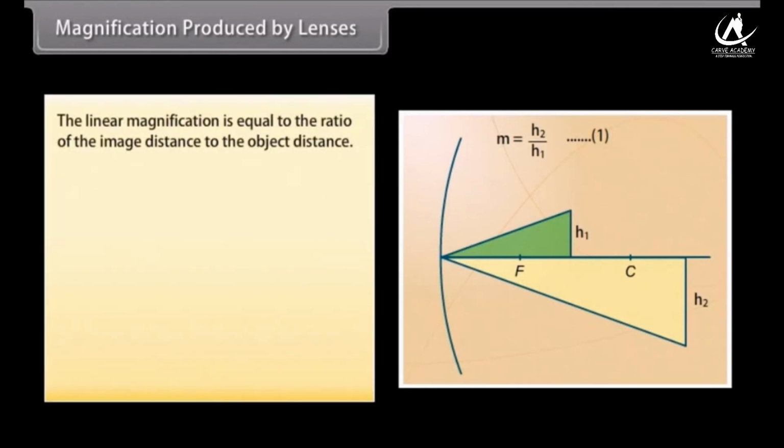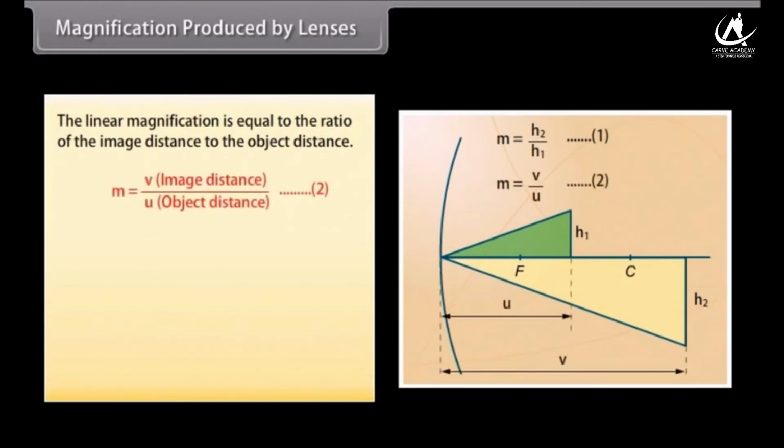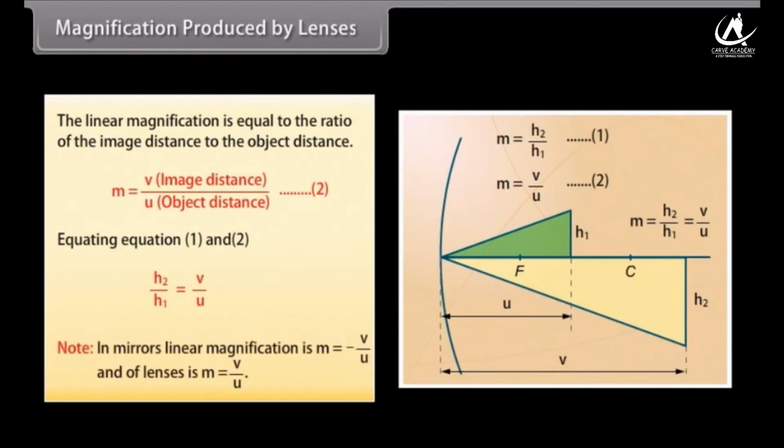The linear magnification is equal to the ratio of the image distance to the object distance. m is equal to v, image distance, upon u, object distance, which is equation 2. Equating equation 1 and 2, h2 upon h1 is equal to v upon u. Note, in mirrors, linear magnification is m is equal to minus v upon u, and in lenses, m is equal to v upon u.